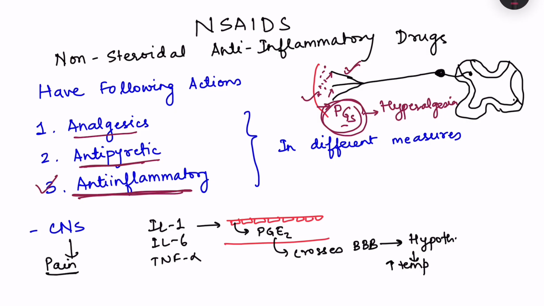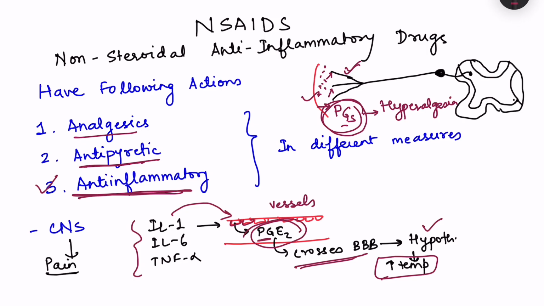How do they act as antipyretics? Well, we know how fever occurs. Fever occurs because of certain interleukins which are released, and they act on the vessels in the preoptic area, and in these vessels the endothelium releases prostaglandin E2 because of the action of these interleukins. This prostaglandin E2 then crosses the blood-brain barrier and acts on the hypothalamus. There are certain thermosensitive neurons there on which it acts, which causes increase in the body temperature. So again, this production of prostaglandin E2 in these vessels is blocked by NSAIDs.